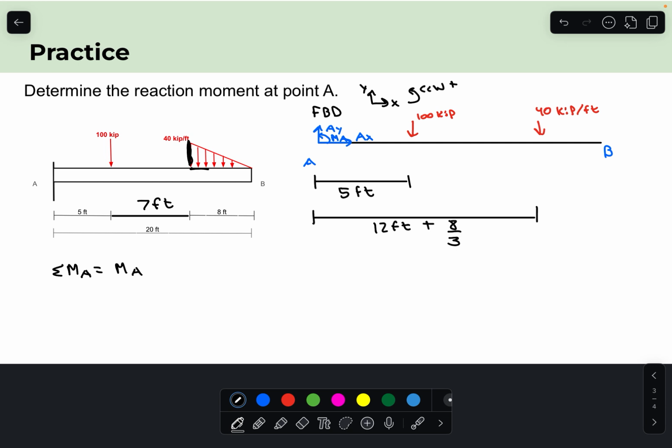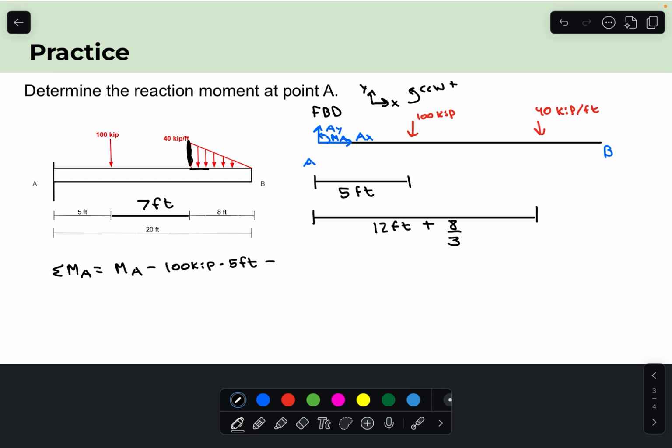Then we are going to subtract the 100 kip force times its lever arm of 5 feet. And the reason why we are subtracting the 100 kip force is because this force is going to want to rotate the beam about point A clockwise. It's going to want to create this clockwise rotation that I am making here. So that means that it is negative. The same thing can be said about the 40 kip per foot force.